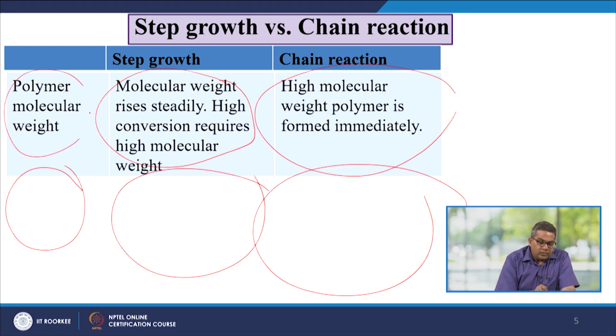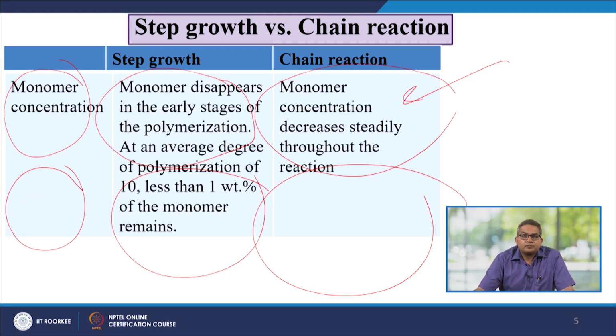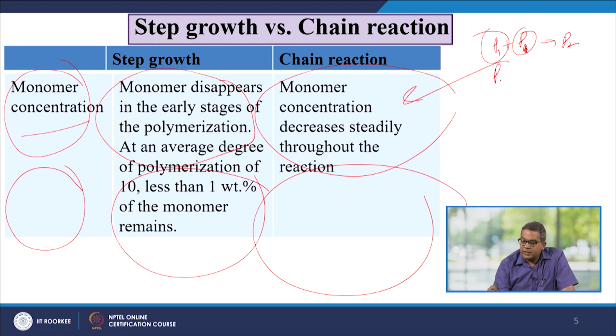If we talk about polymer molecular weight, in step growth, molecular weight rises steadily. High conversion is required for high molecular weight. In chain growth, high molecular weight polymer is formed immediately. If we talk about monomer concentration, in step growth the monomer disappears in the early stages of polymerization. Say P1 is the monomer, then P1 may react with P1 to give P2, and this takes the monomer away, and then P2 may react with P1 to form P3, likewise. In chain reaction, the monomer concentration decreases steadily throughout the reaction.